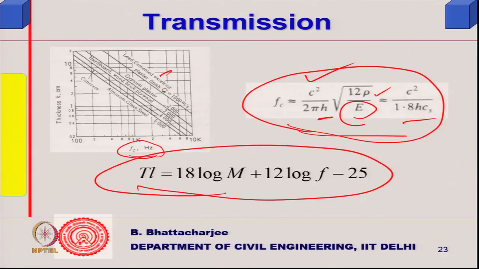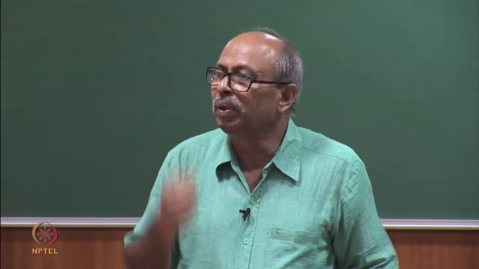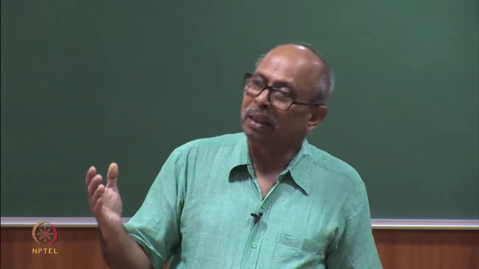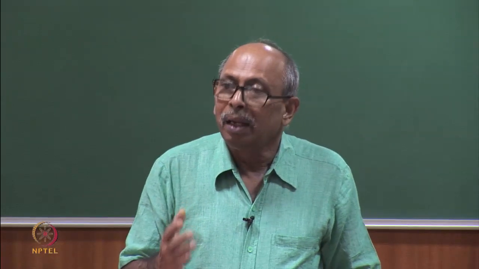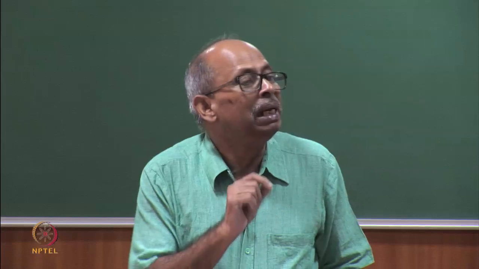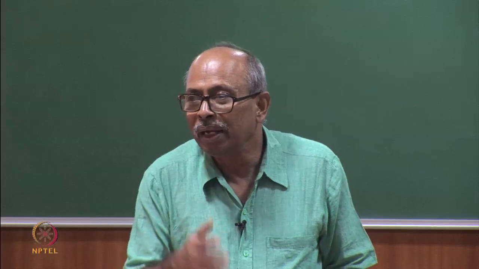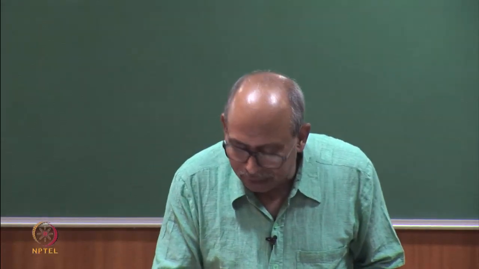An equation that is followed most of the time is 18 log m plus 12 log f minus 25. It was 20 log m, if you remember, plus 20 log f minus some term. This is a practical equation, a function of mass per unit area. As you increase the mass per unit area, transmission loss increases, but not as 20 log m, it is 18 log m, and as you increase the frequency it also increases, but not 20 log f, 12 log f. That is what is practically used.